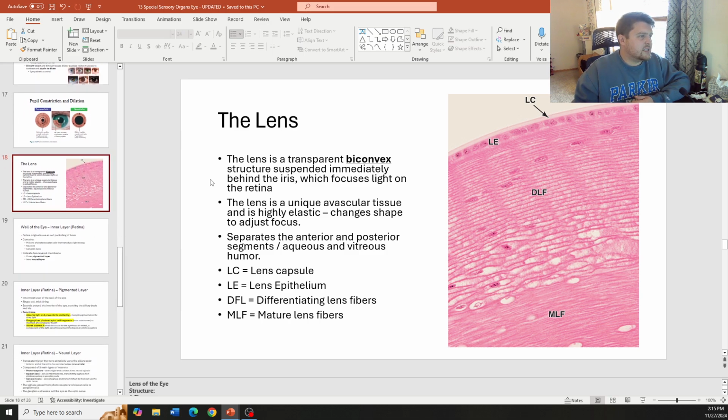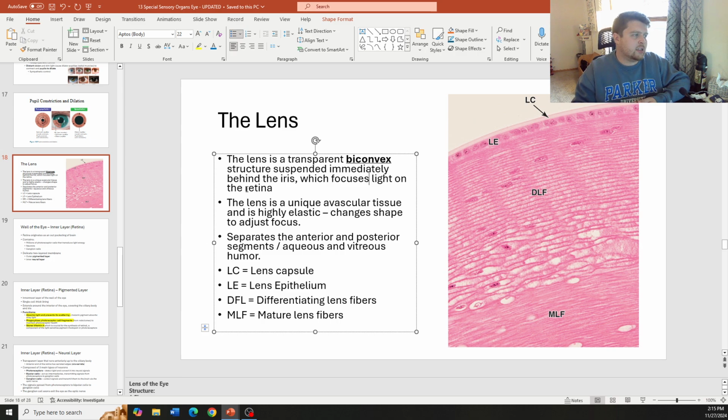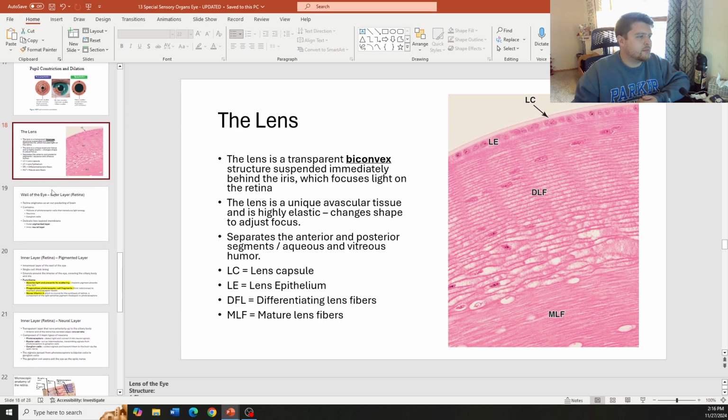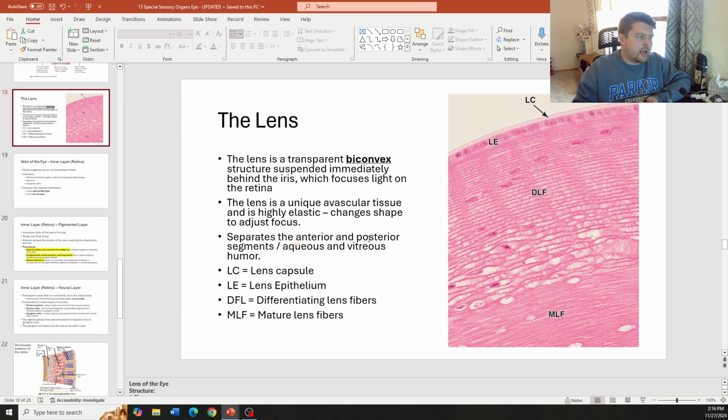The lens itself is a transparent biconcave structure that's suspended behind the iris and pupil and focuses light on the retina. It's avascular tissue, highly elastic, and it changes shape to adjust the focus. And it also separates the anterior and posterior segments, or the aqueous and vitreous humor. So this is what that lens looks like.